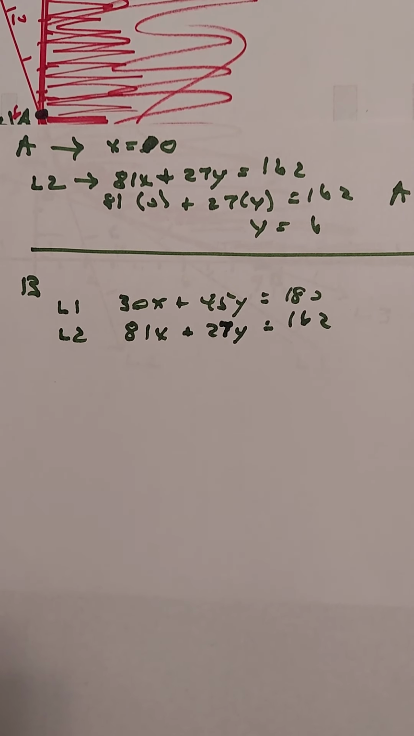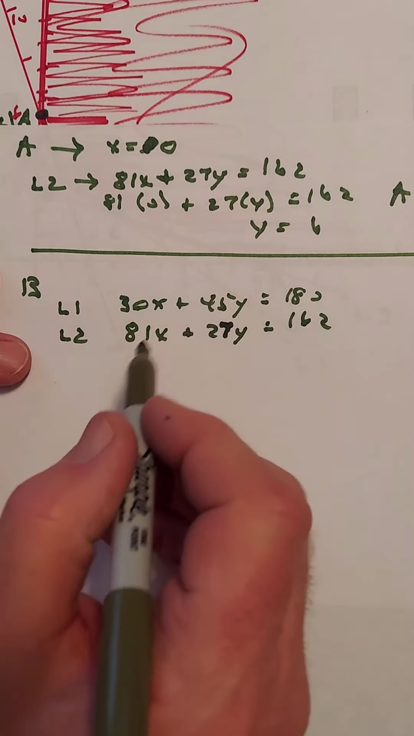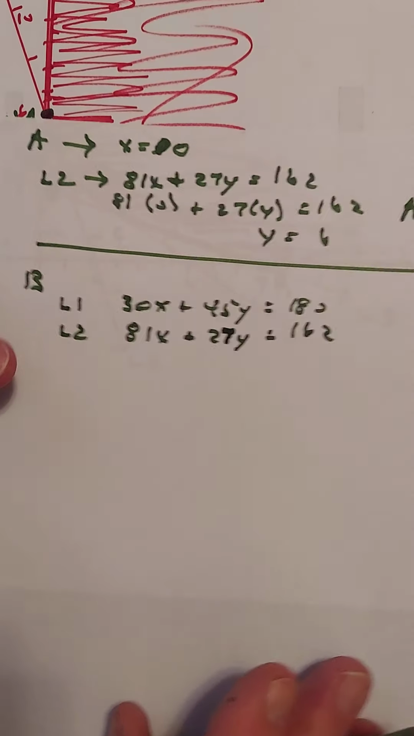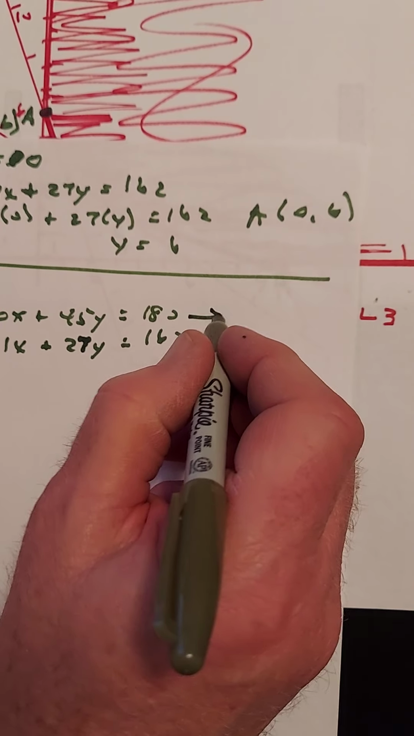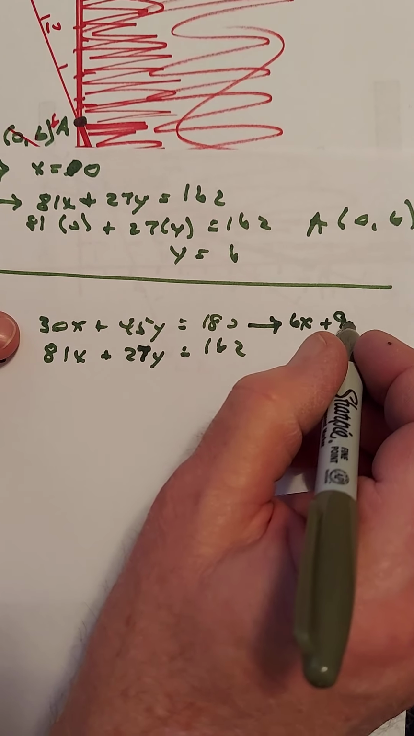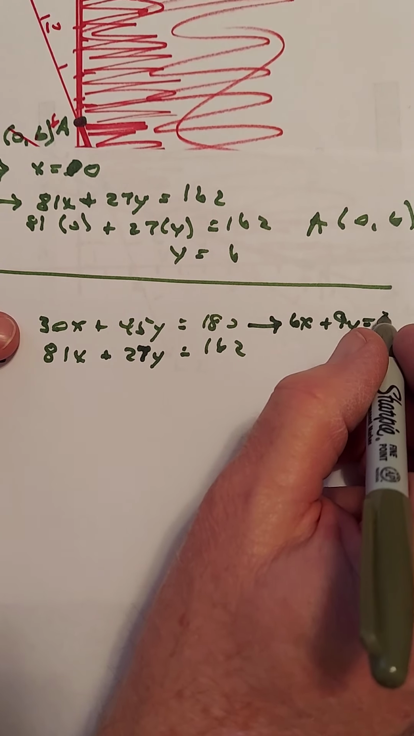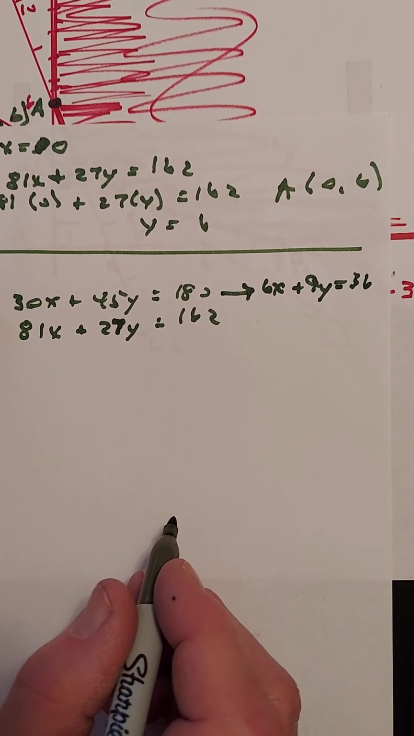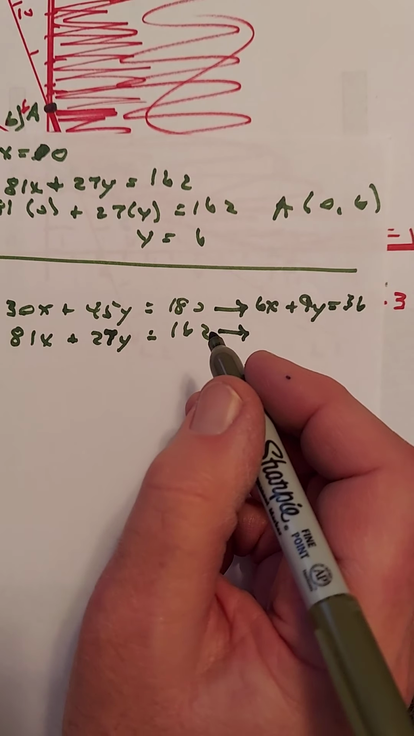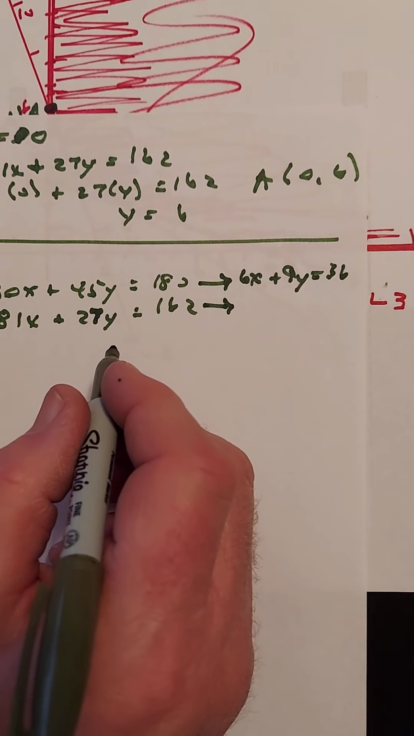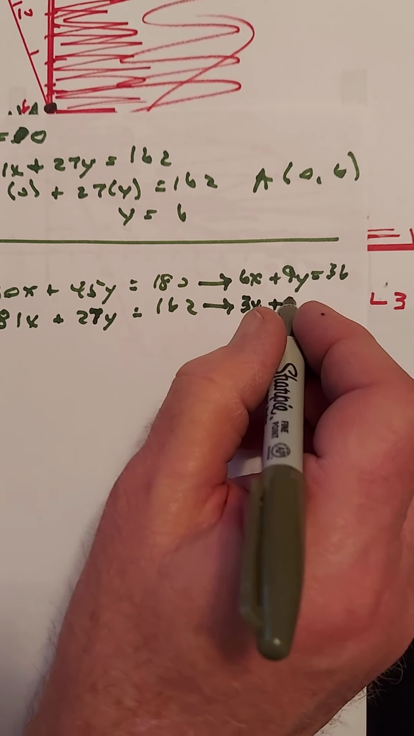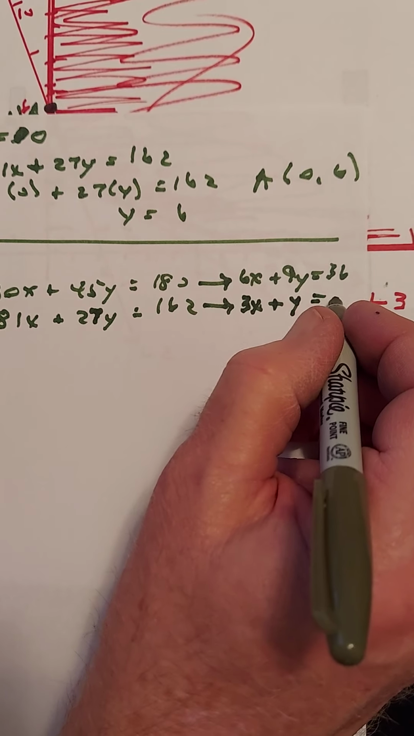I just saw something. I'm going to try and make this easier for you. Let's get our numbers better. If you look at this top one here, if you took a 5 out of each one of those, that makes it 6x plus 9y equals 36. And the bottom one, believe it or not, 27 goes into all of those. 27 goes into 81 3 times. And then that's going to be y, and that's going to be 6.